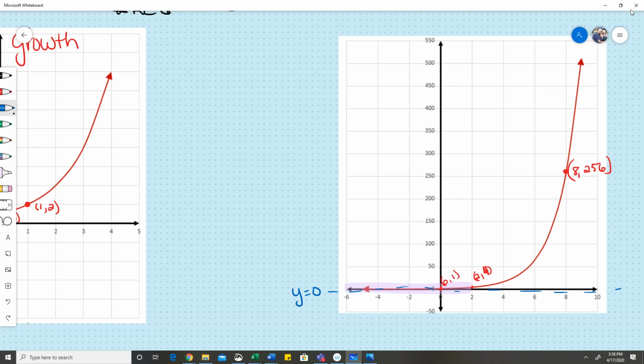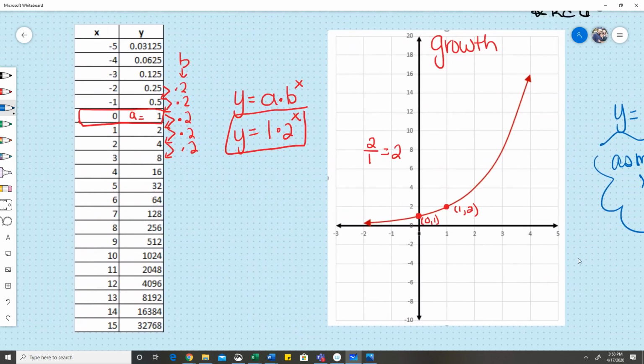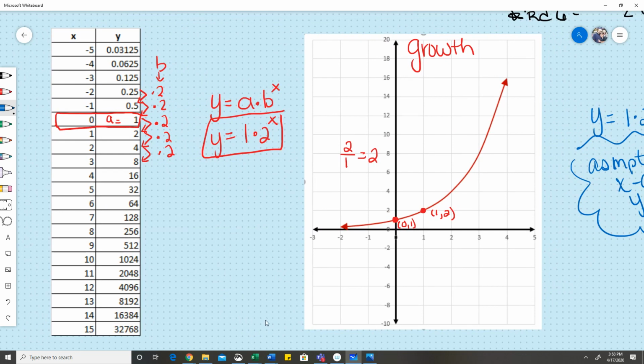When you get into algebra 2, your asymptote may change based on what transformations you apply to the function, okay? So we said our equation equals 1 times 2 to the x power. Our asymptote is on the x-axis, okay? And the equation for the x-axis is y equals 0, okay? So that's always going to be our asymptote, no matter what the equation is, okay? At least for algebra 1. Once you get into algebra 2, that asymptote will change. Okay, we're just looking at basics, the starter part of exponential functions.